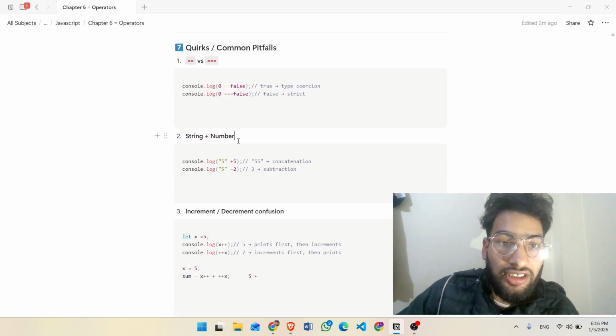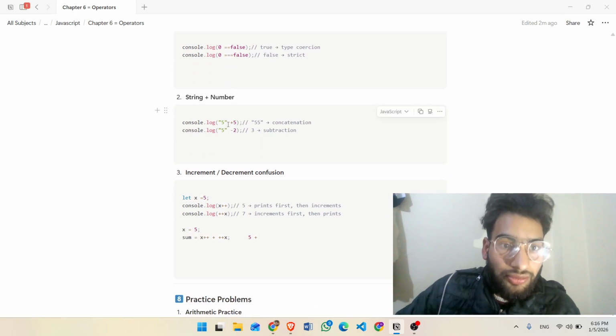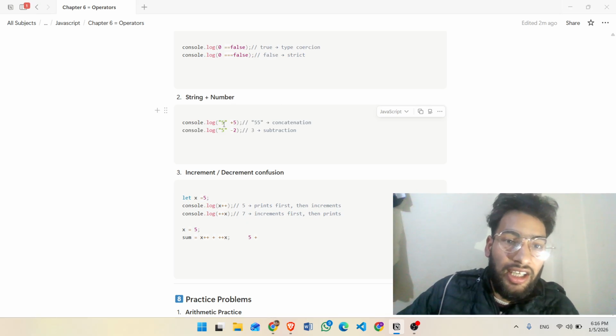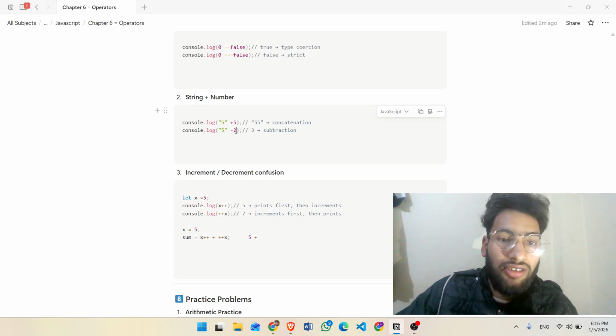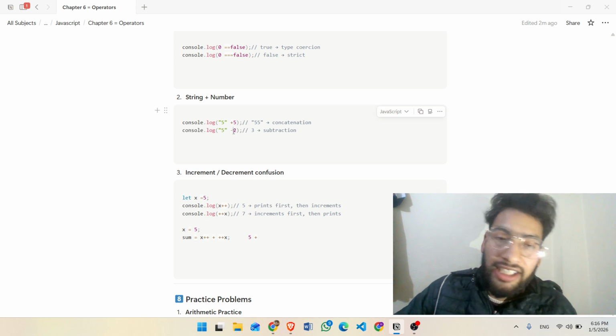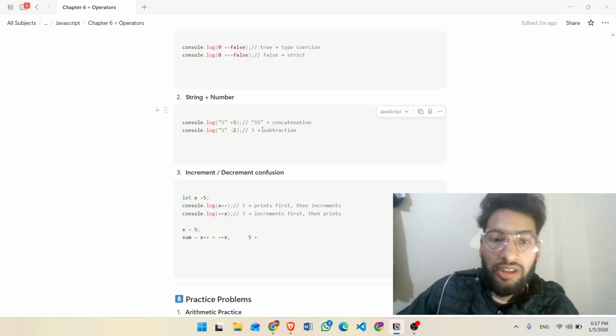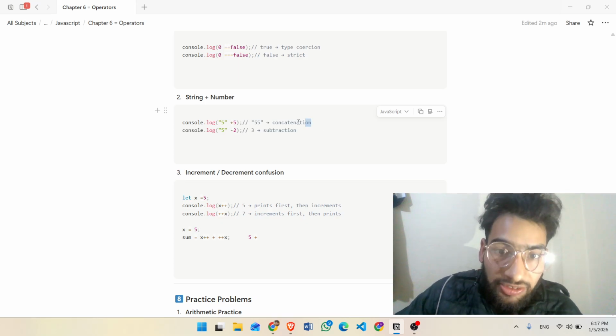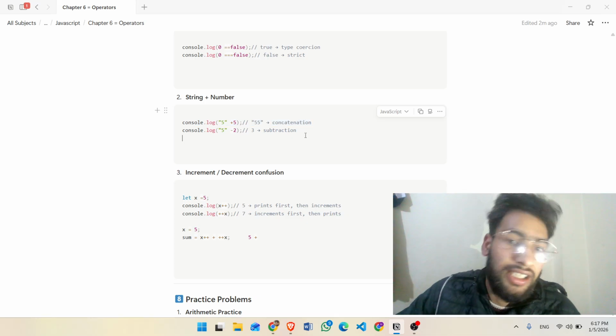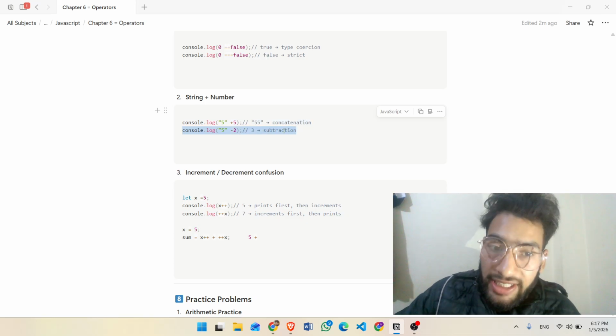If we do string plus number, console.log 5 plus 5, it becomes 55. Here it is a string and a number, and it becomes a string, right? Both are concatenated and it becomes a string. And the next one: if we subtract a string and a numeric value, then it becomes subtraction, right? 5 minus 2 becomes 3. Here it gives priority to the string value, and here it gives priority to the numeric value.